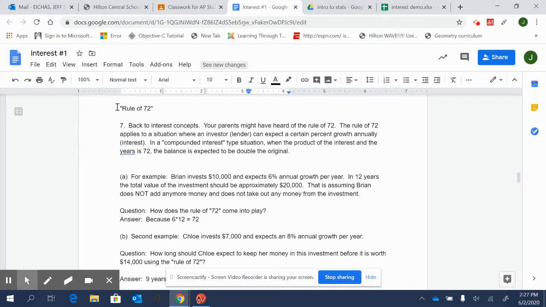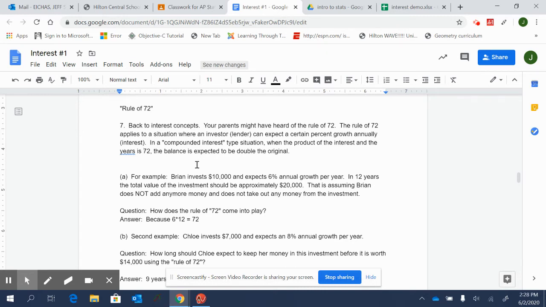Basically, what you have in a compounded interest situation, which is real life finances again, basically, if you multiply the interest rate that you're expected to get, or the annual growth of something, if you multiply that rate by the number of years, if that product is 72, then your investment should be doubled. Okay, it's hard to understand that without a couple examples.